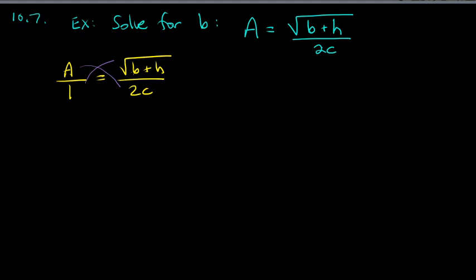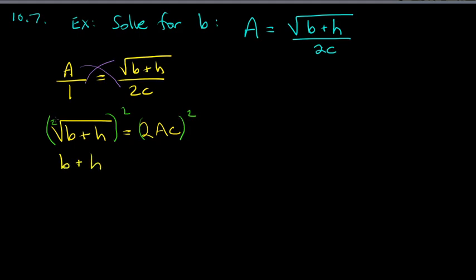So 1 times the square root of b plus h, right? You could put a 1 there if you want, not necessary though, is equal to a times 2c, or 2 times a times c, right? Now we just have a regular equation with the square roots. So how do you get rid of square roots? As always, square both sides, so that on the left side, you're left with the b plus h, right? Because the square got rid of the square root here.